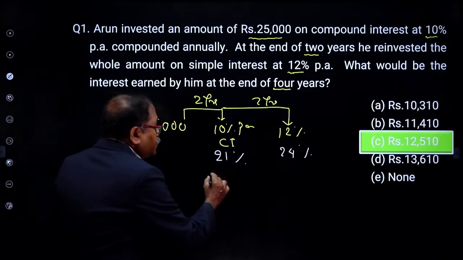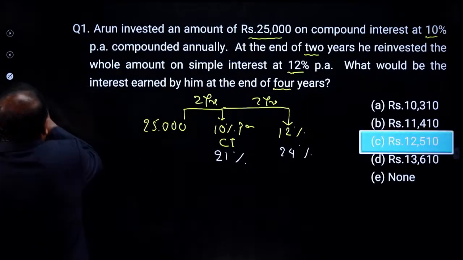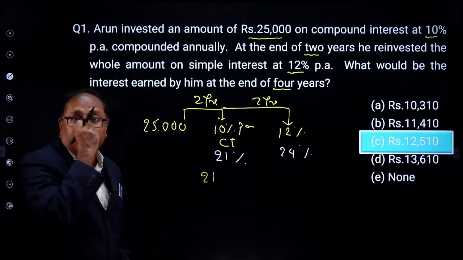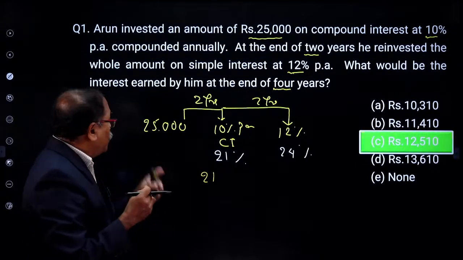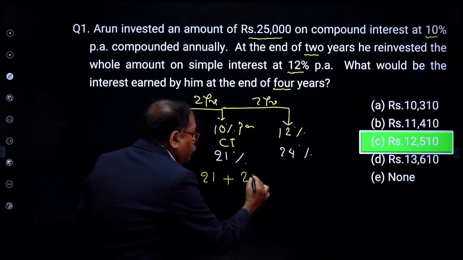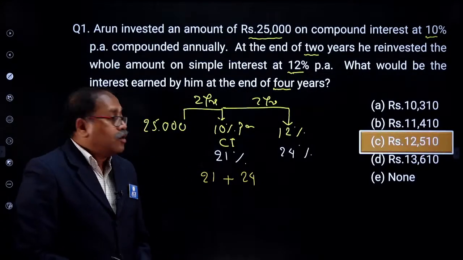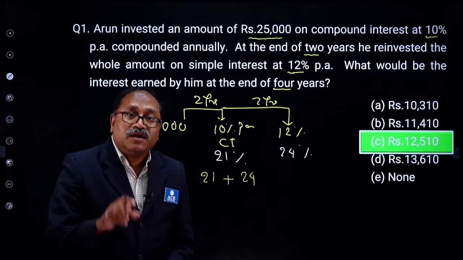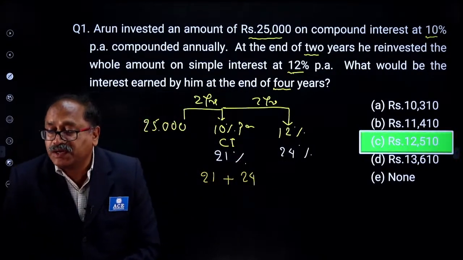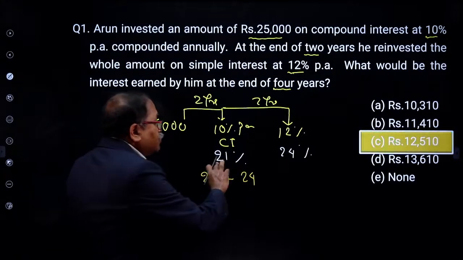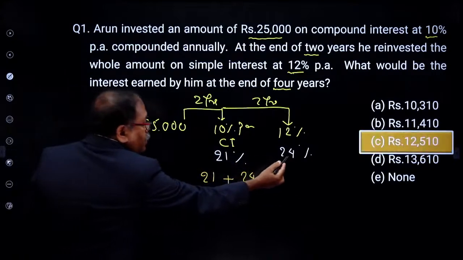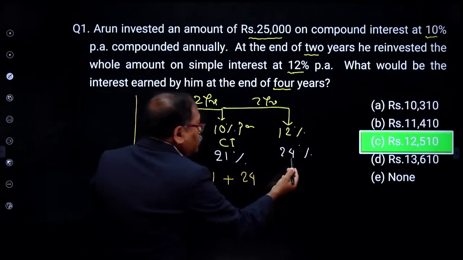The overall interest is the simplest way. Here he gets 21% on 25,000, and here he gets another 24% on 25,000, and whatever the 21% comes, on that 24% again. So what is 24% of 21? I can do the rough work over here. That is 4. Let's calculate that here.